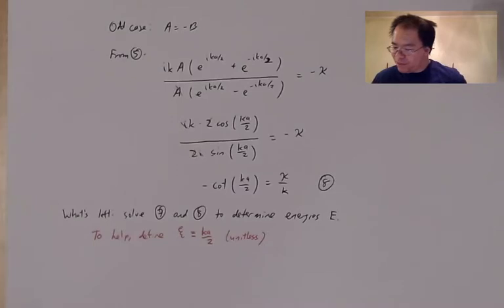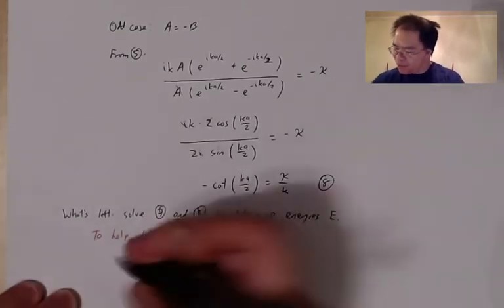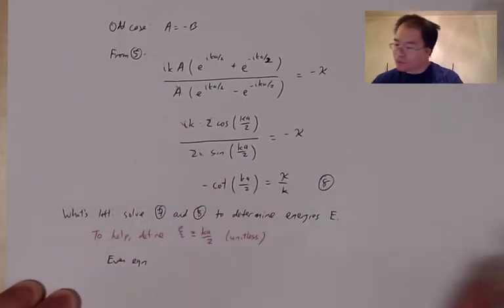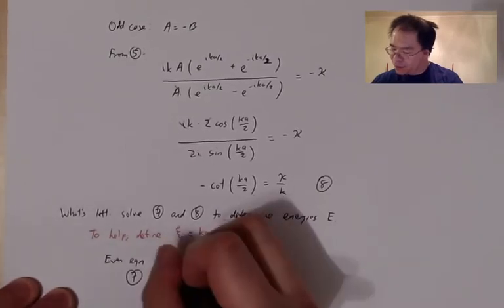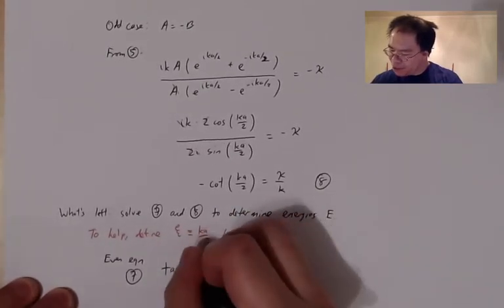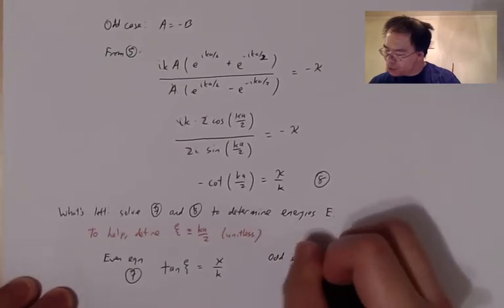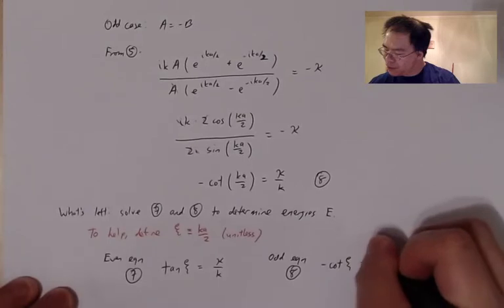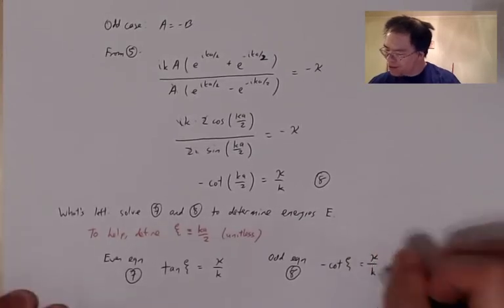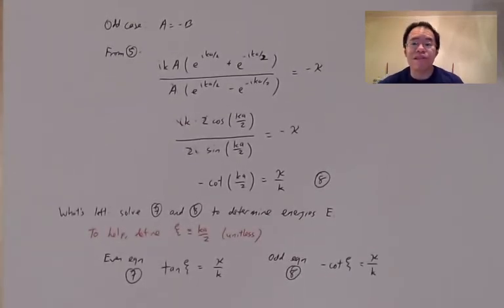So our even equation, which is 7, becomes tan of xi equals kappa over k, and then our odd equation, which is 8, becomes minus cotan of xi equals kappa over k. Well, it might seem that now in some sense we've made everything worse because we now have yet another variable that depends on energy. But let's see if we can simplify this ratio kappa over k that appears in both equations 7 and 8.